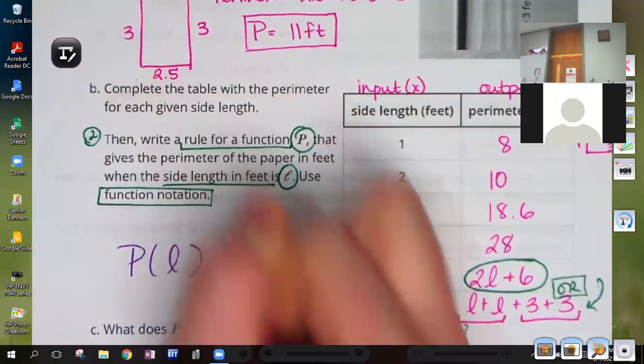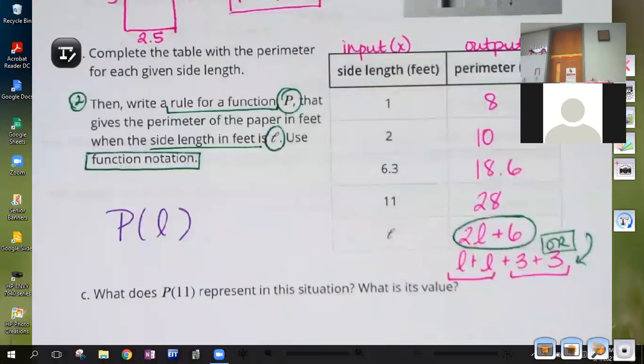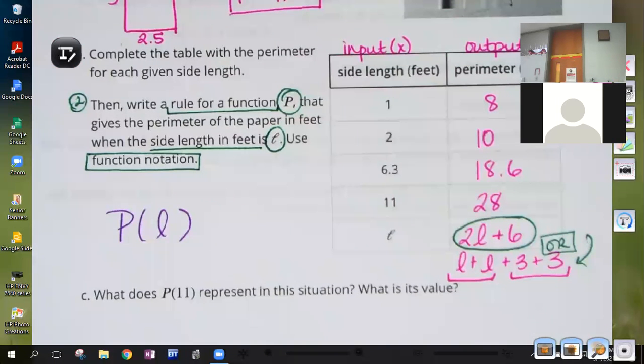And again, I make my L's like this so they don't look like ones. You do not have to make your L's like that, but just so you're not confused, that's why I make my L's like this. My math teachers did it, so that's why.